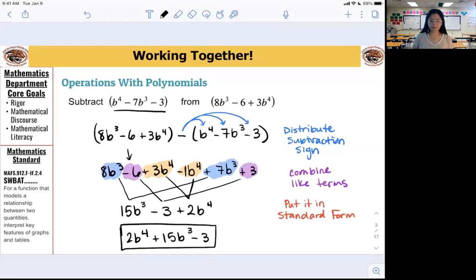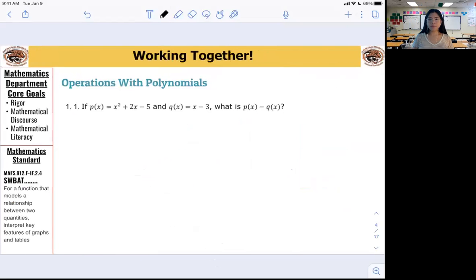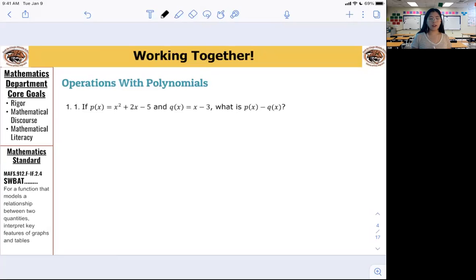Awesome. All right, so that was subtraction. Now let's take a look at a similar kind of problem. We've actually seen this one before. So this one is telling me that P of x equals x squared plus 2x minus 5, and Q of x equals x minus 3. And then it's telling me to do P of x minus Q of x.